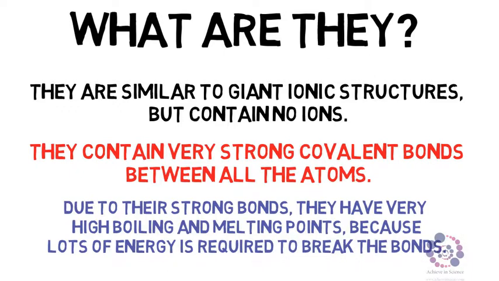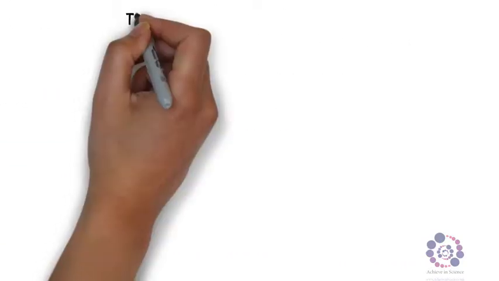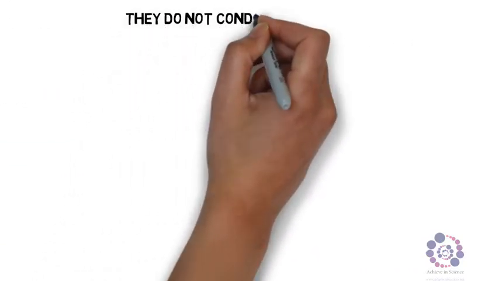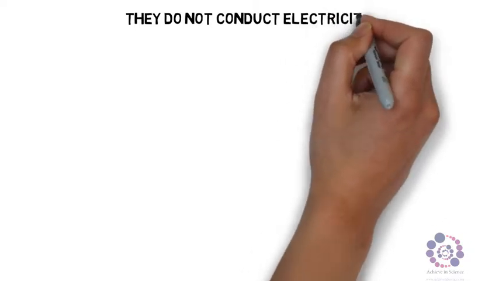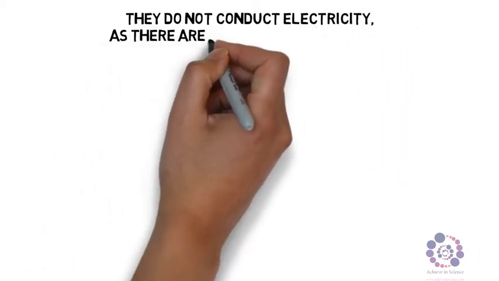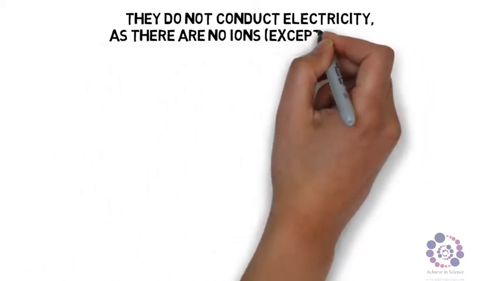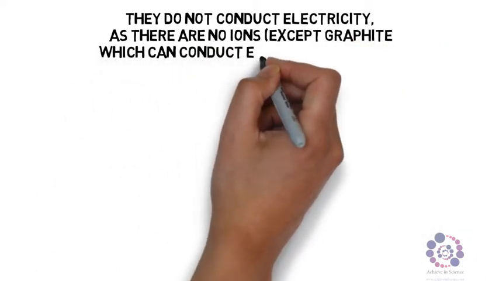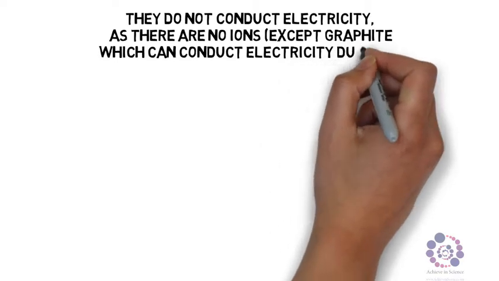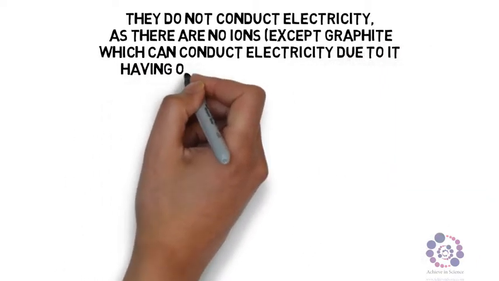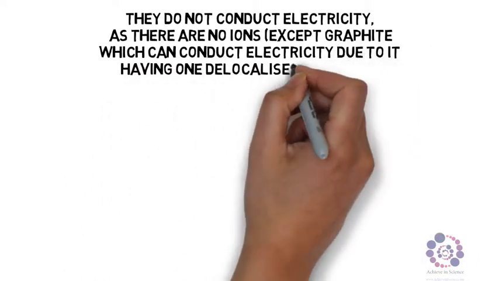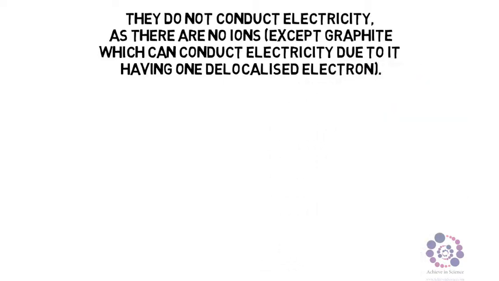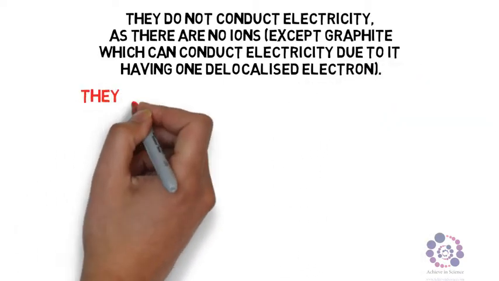Another property is that giant covalent structures do not conduct electricity, as they do not have any ions. This is with the exception of graphite, which is able to conduct electricity due to it having one delocalized electron. Giant covalent structures are usually insoluble in water, i.e. they do not dissolve in water.